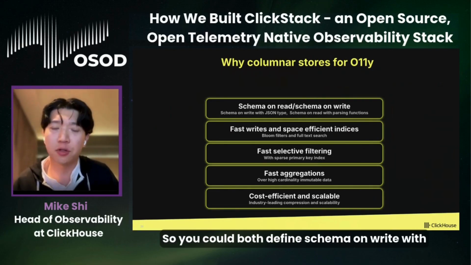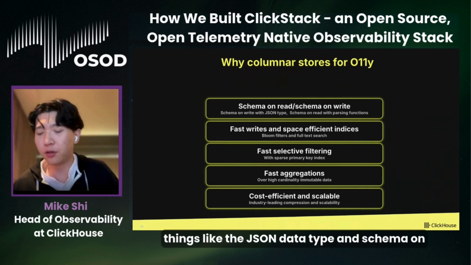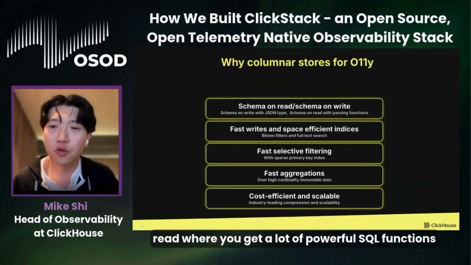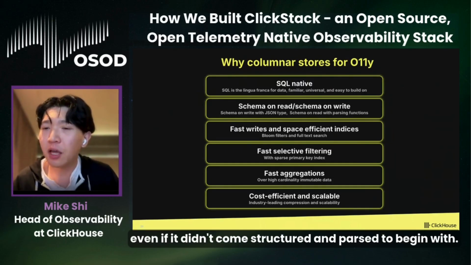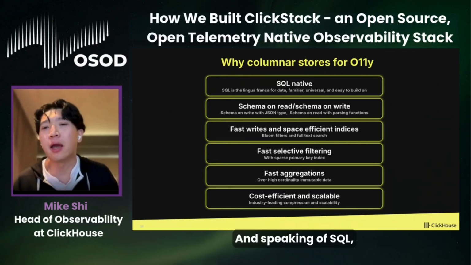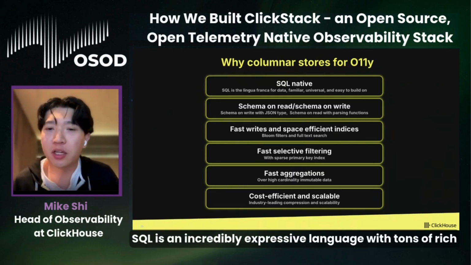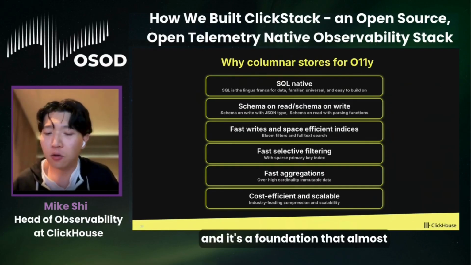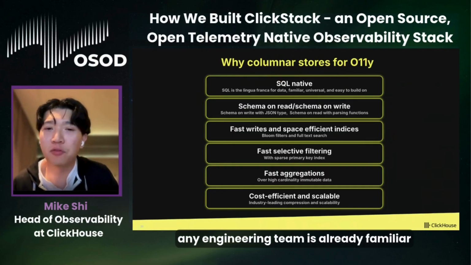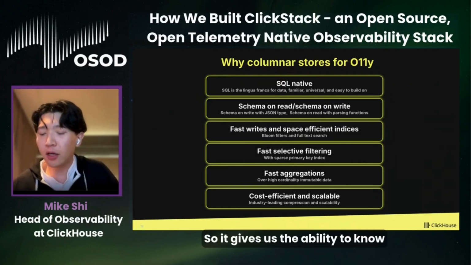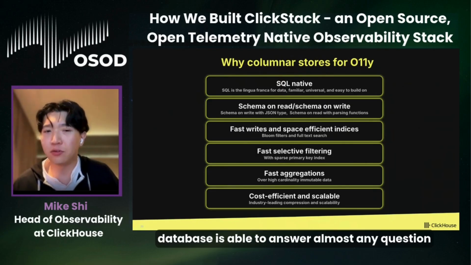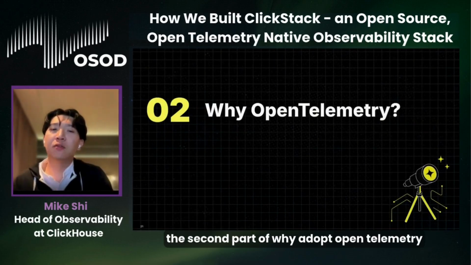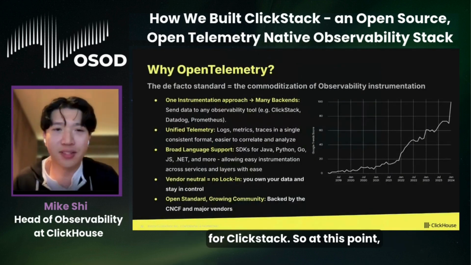And then it's also incredibly flexible, so you can both define schema on write with things like the JSON data type, and schema on read, where you get a lot of powerful SQL functions to parse the data, even if it didn't come structured and parsed to begin with. And speaking of SQL, SQL is an incredibly expressive language with tons of rich analytical functions, flexible filtering, and it's a foundation that almost any engineering team is already familiar with. So it gives us the ability to know that the database is able to answer almost any question a user might throw at it. Now, the second part: why adopt OpenTelemetry for the stack.